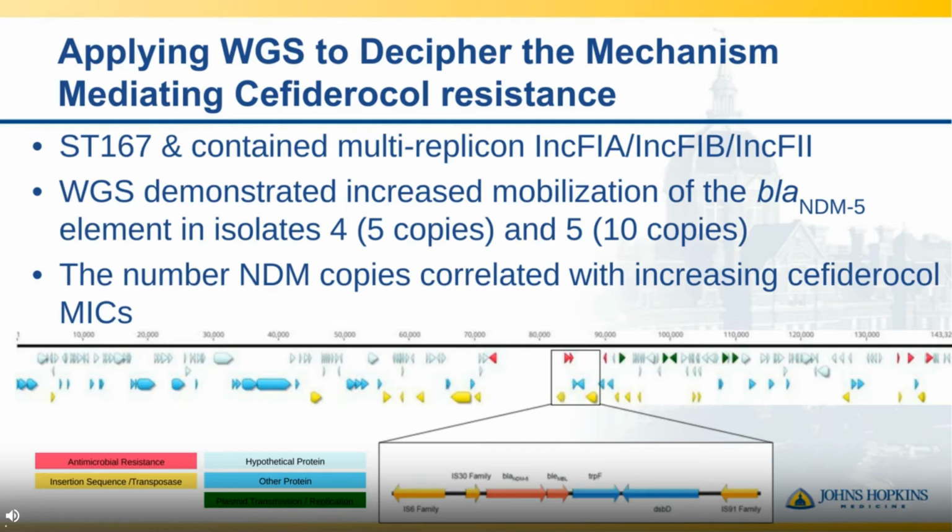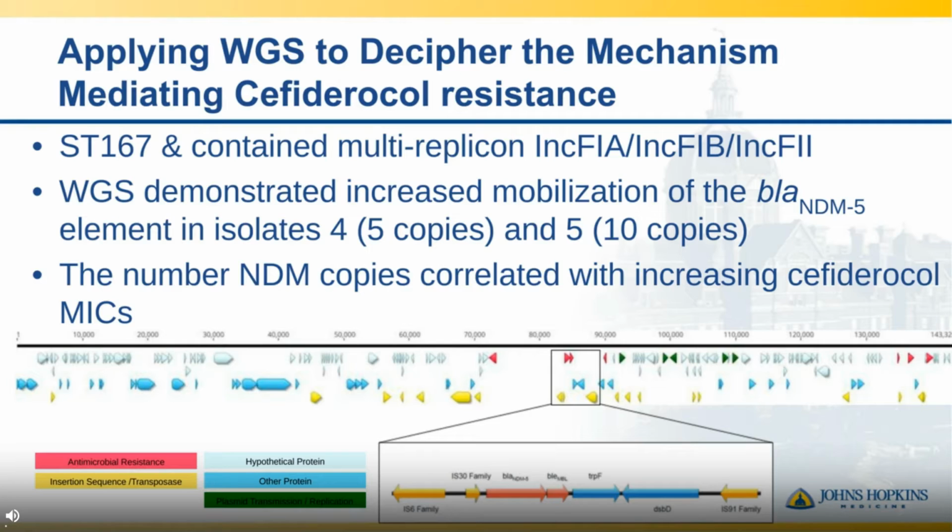So it allows the Illumina reads to kind of proofread our assemblies. And so we generated these hybrid assemblies for the 5 isolates and performed whole genome sequencing and demonstrated that all isolates belong to sequence type 167. And all isolates also contain this multi-replicon IncF plasmid that at a minimum harbored 1 copy of the NDM-5 gene.